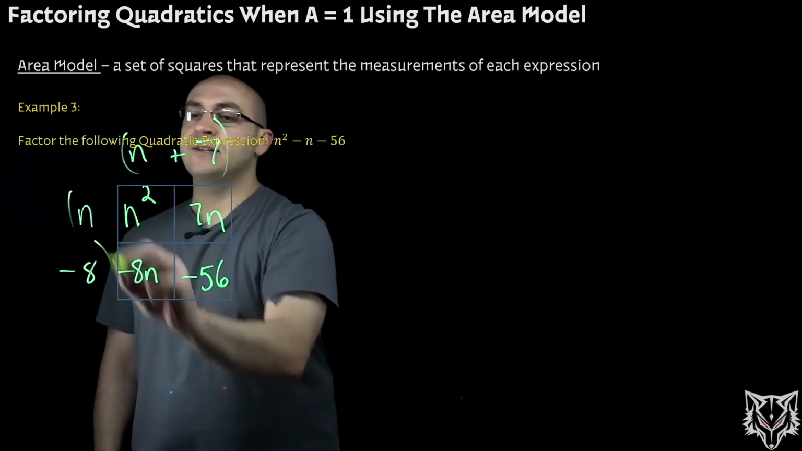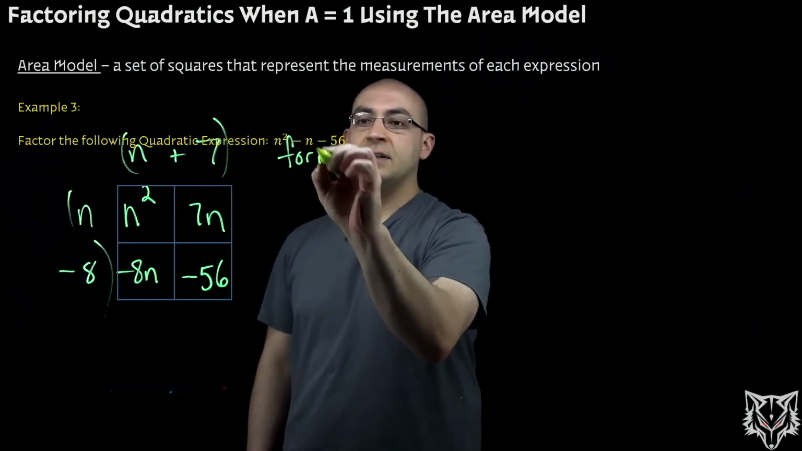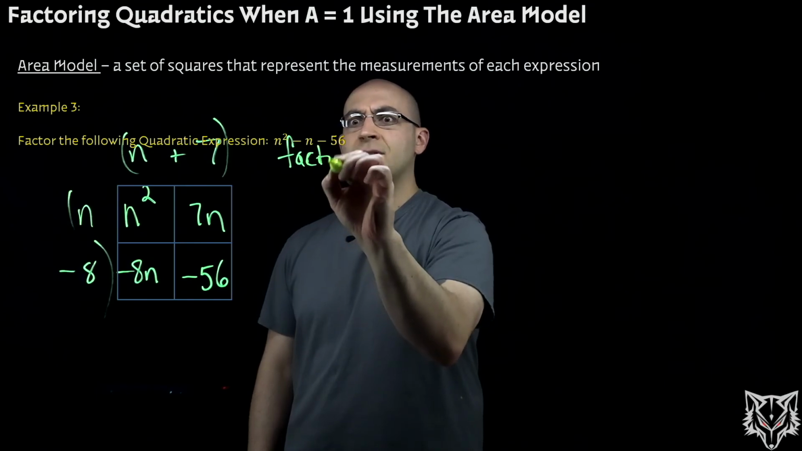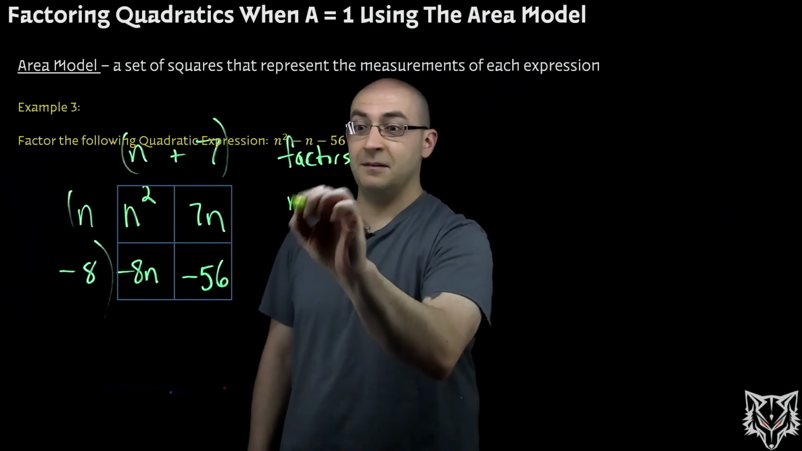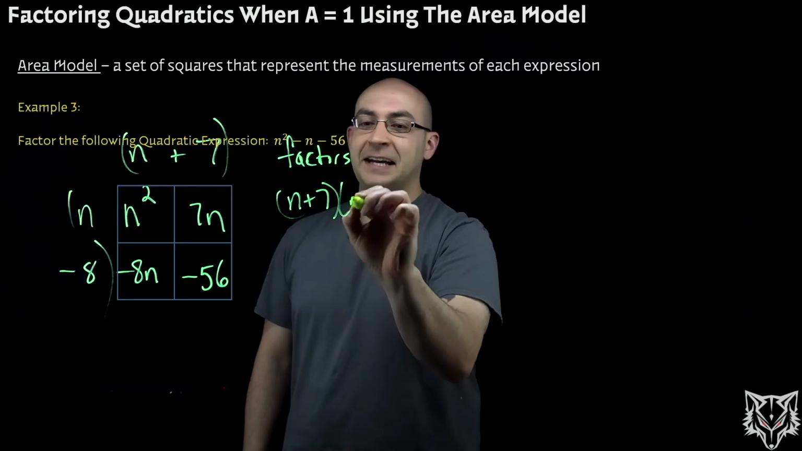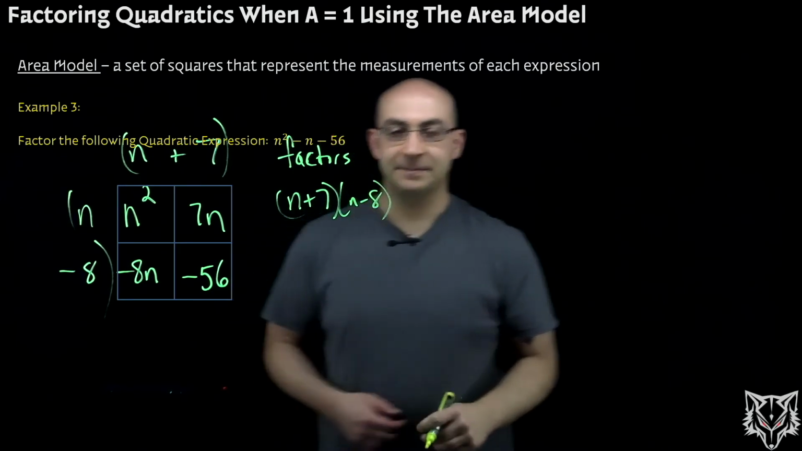So I have my factors and our final answer. Ooh, factors. I don't know what that was. Sorry. n plus 7 and n minus 8. And we're done. All right? Very cool.